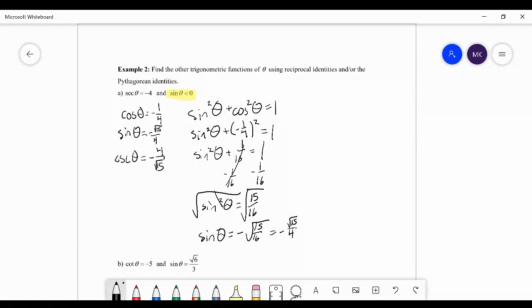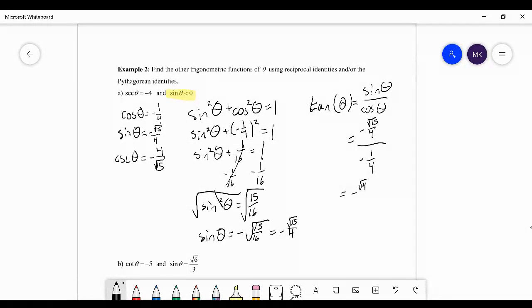Now, the only thing I have left is tangent and cotangent. Tangent of theta is equal to sine theta over cosine theta, as we all know. Well, sine theta is negative root 15 over 4. Cosine theta is negative 1 over 4.